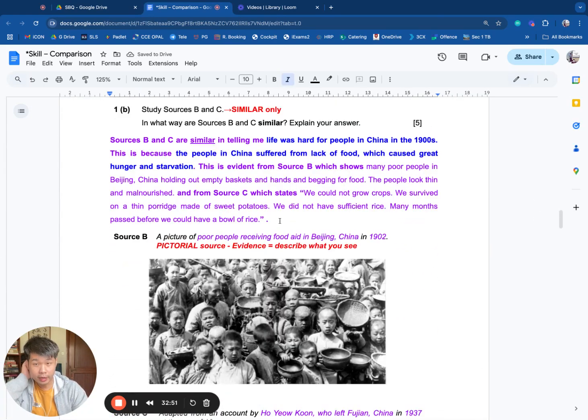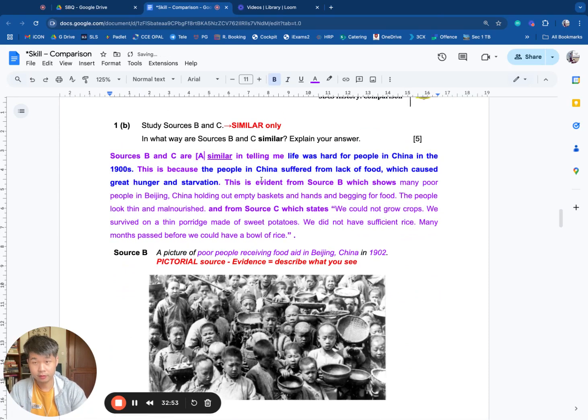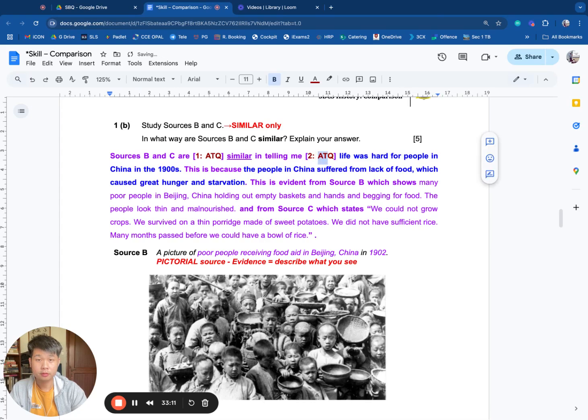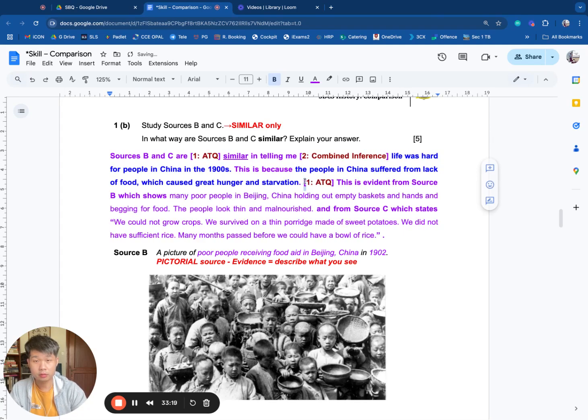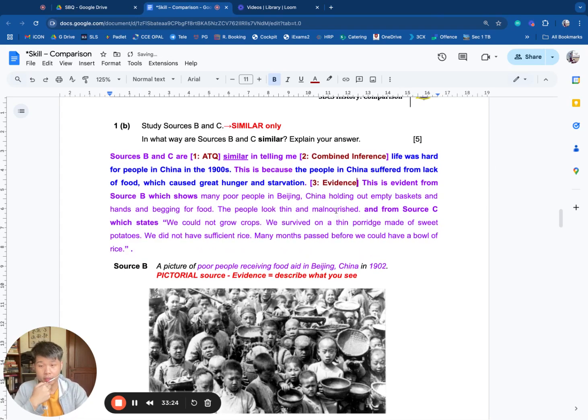Perfect. I have ATQ. At this point, it should be quite clear to you how to do this, because the more you practice, the better you get. So I have ATQ, I have combined inference, and then I have evidence. Okay, and here you can pause and take this down on your foolscap. This would be the solution.